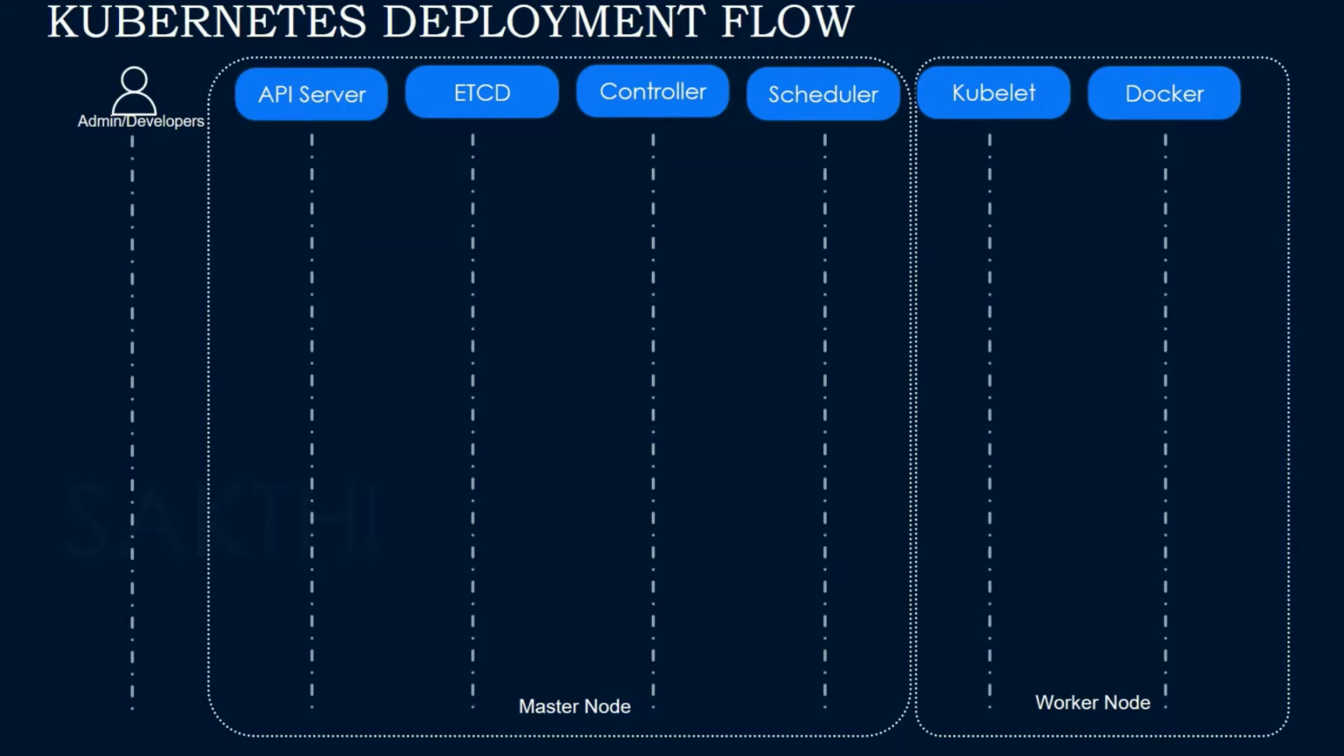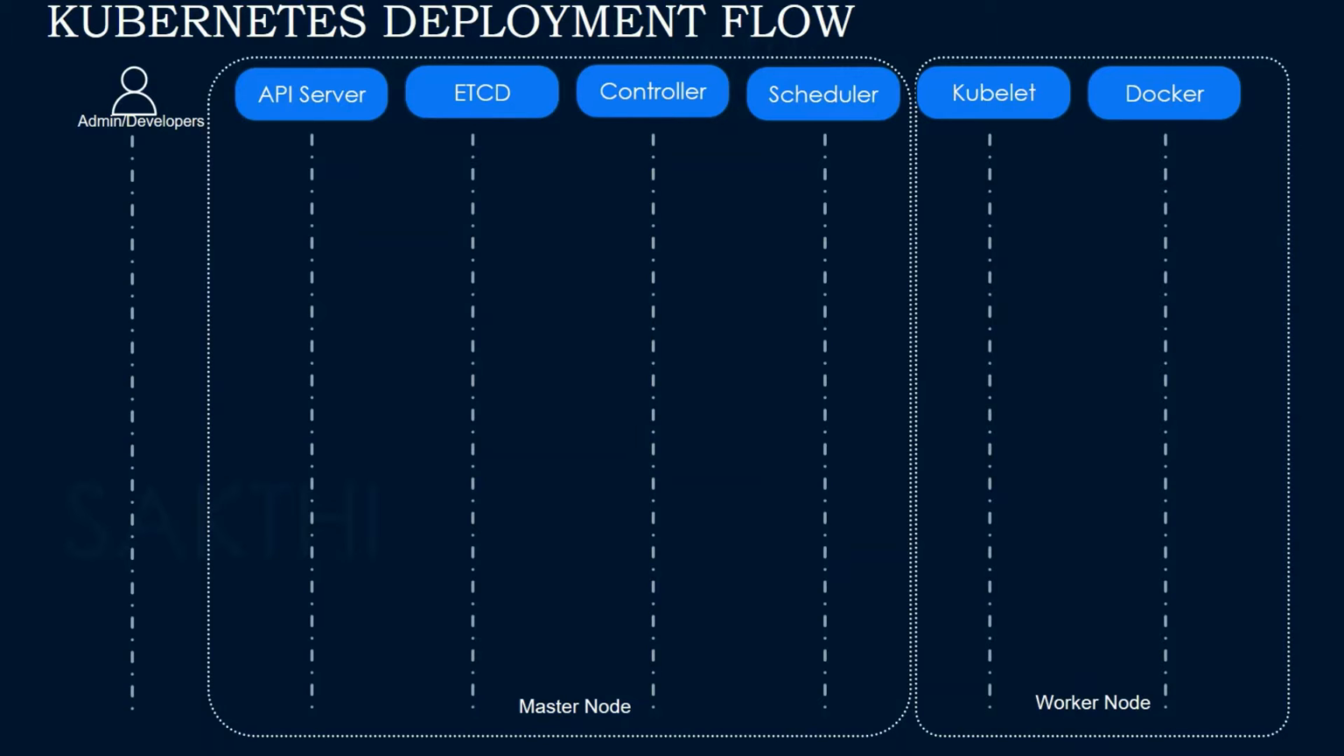In this video, we will see the Kubernetes deployment sequential flow. Usually, when a user wants to create a pod, he updates to the Kubernetes cluster and then a pod is created. In this video, we will see what will really happen in this Kubernetes cluster till the pod is created.